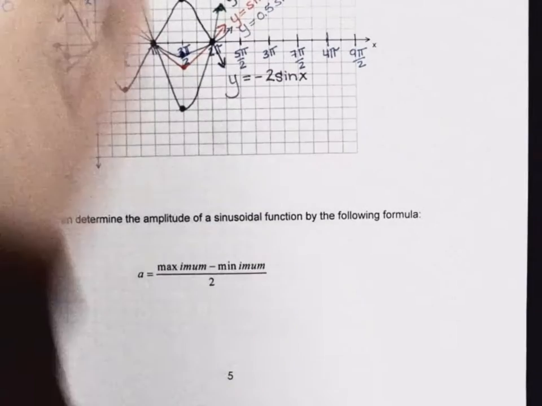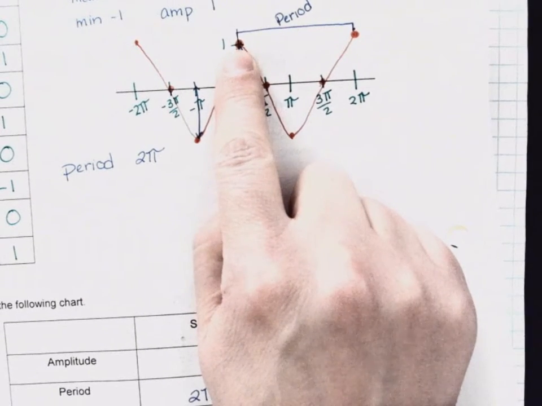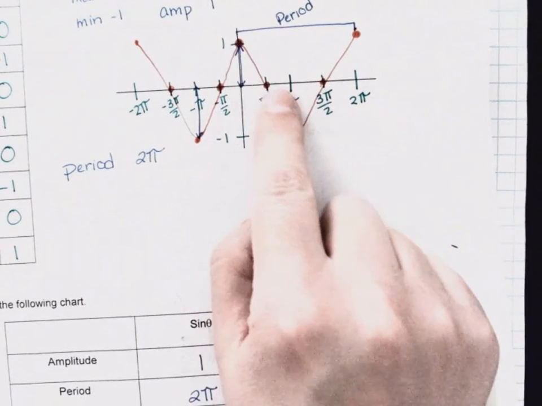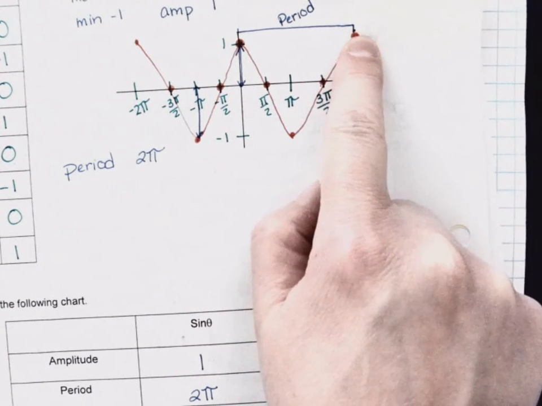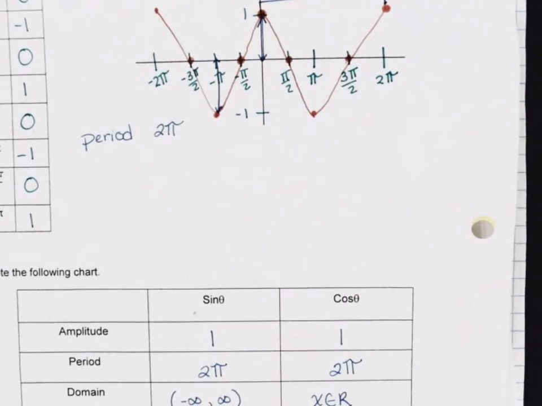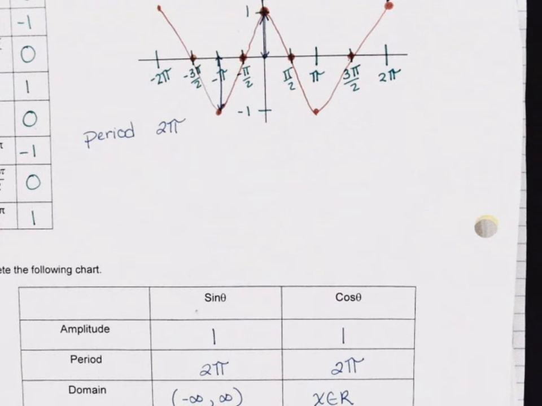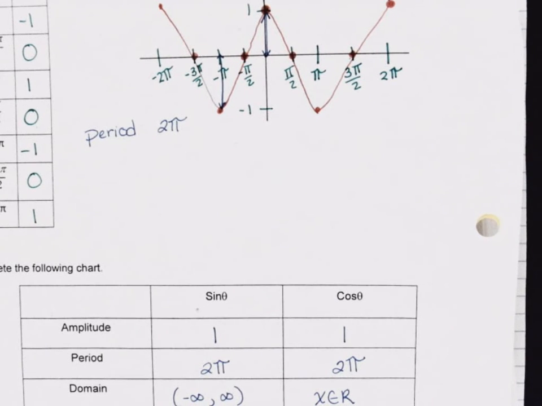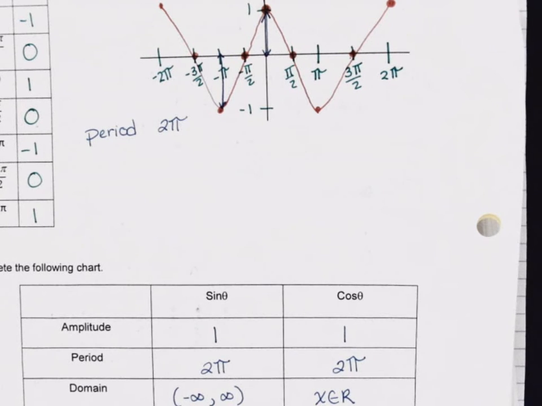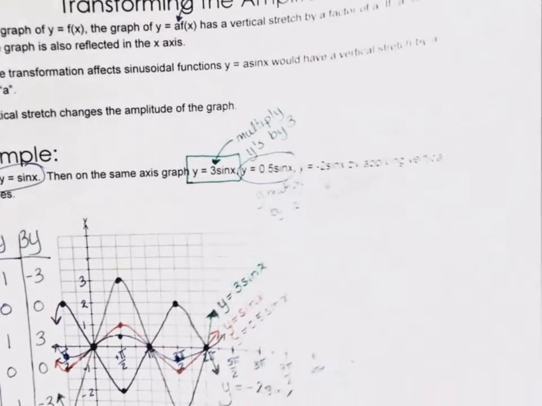Let's look at cosine. Where does cosine start? Max, then goes to median, then min, then median, then max. Okay? So sine graphs start at a median and they're headed towards a maximum. Cosine graphs start at a maximum and they head to a median. Okay, that is important.